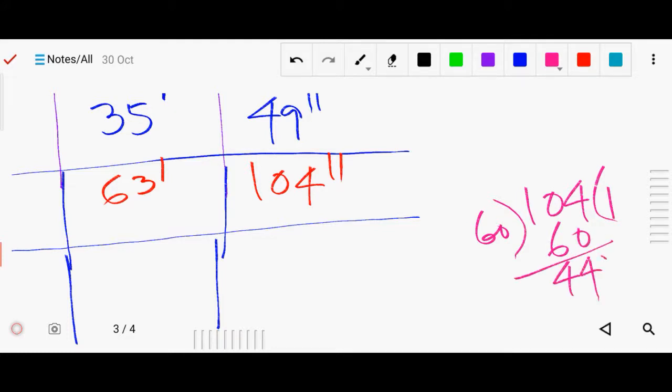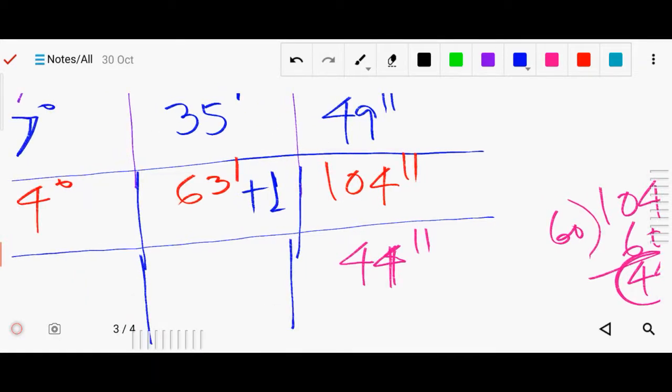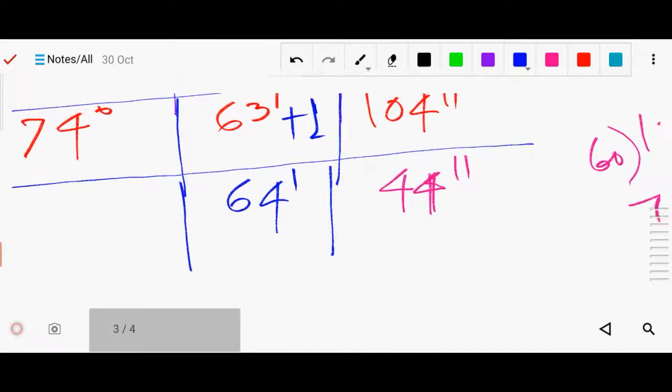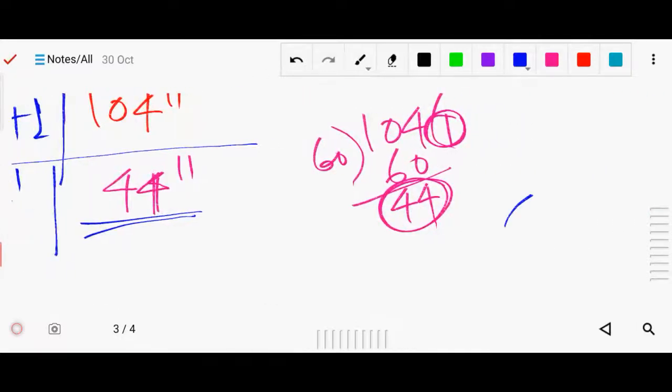This remainder part you write here, 44 seconds, and this quotient part will be added here to the minutes. Now 63 plus 1, so it is now 64 minutes. Now on this side you write the same 74. Now this part is over. Here you can see 64 minutes. Can we write 64 minutes? No, the maximum is 60. So again you have to divide this 64.